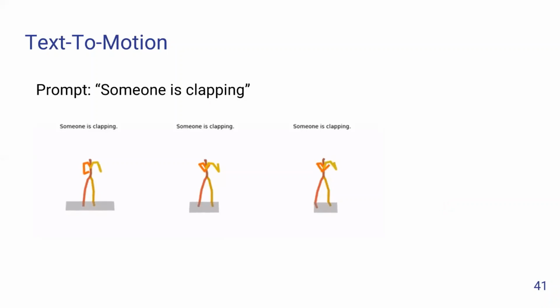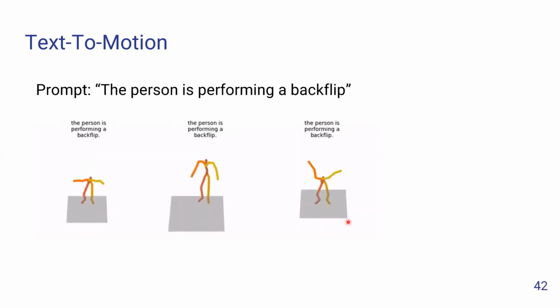Someone is clapping, and the generated figures can be seen trying to clap with their invisible hands. But since the model does not have any hand joint information in it, we can't basically see what it's trying to do. But there is some kind of arm movements going on over here. And finally, we tried a really hard prompt.